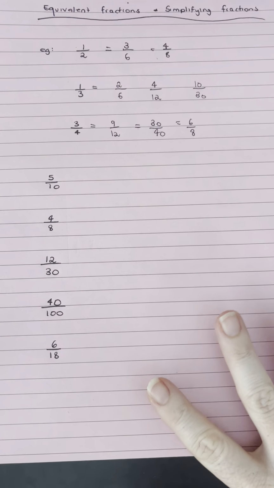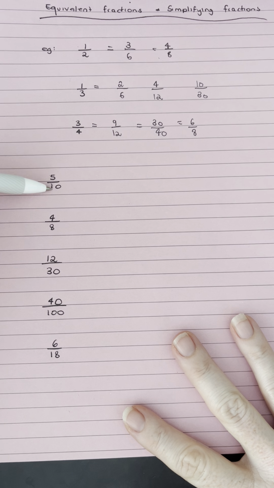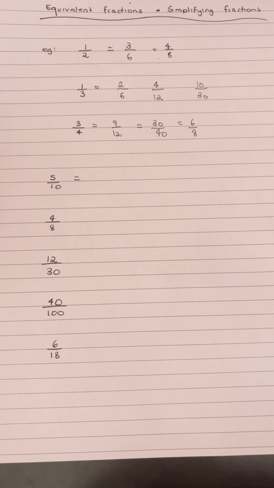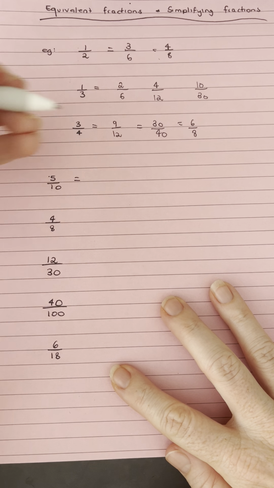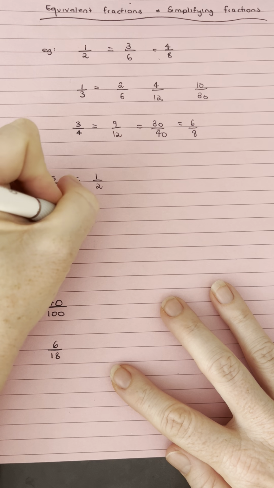We can also simplify, so that's where we're looking at the top and the bottom of the fraction and seeing if we can divide by the same number. So I've got 5 over 10, so I can see if I can divide 5 and 10 by the same number. And I know that I can divide the 5 by 5 and the 10 by 10, so I'll get 1 over 2. My 4 over 8, I can divide the 4 by 4 and the 8 by 4, so I get 1 over 2 there.